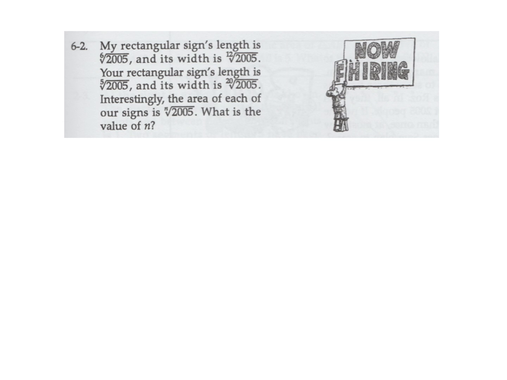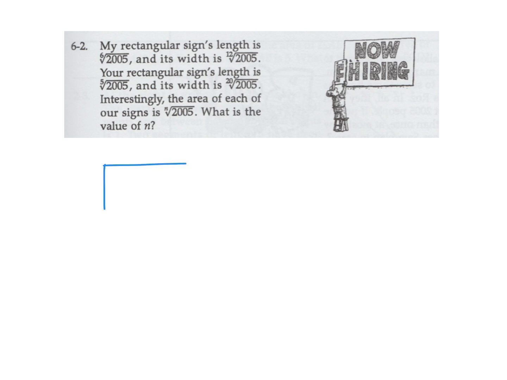My rectangular sign's length is the 6th root of 2005. Its width is the 12th root of 2005. Your rectangular sign's length is the 5th root, and the width is the 20th root of 2005. Interestingly, the area of each of our signs is the nth root of 2005. What is the value of n?